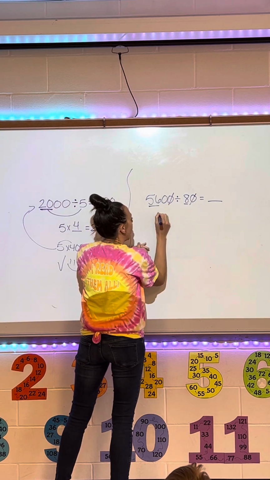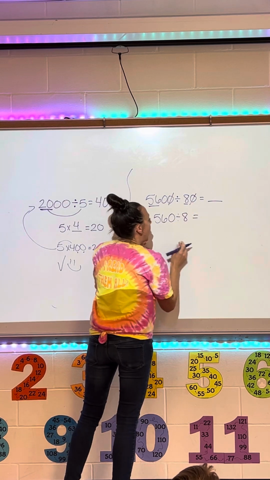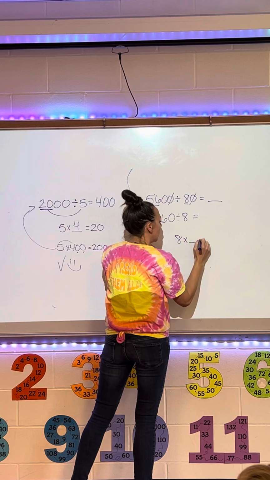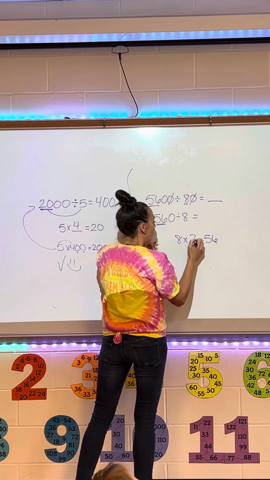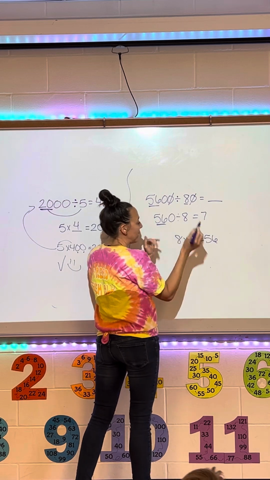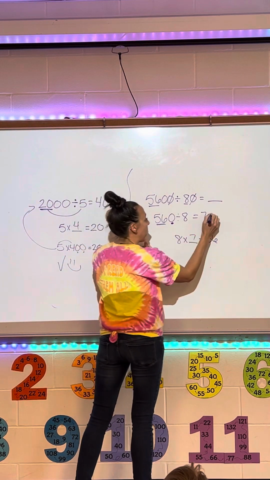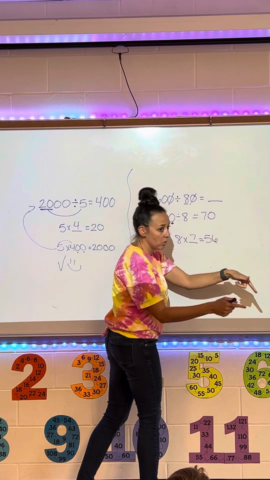Then you're going to rewrite your equation and bring it down. What times 8 gives me 56? 7, right? So I'm going to write my 7 up here. Now what am I going to do? Pop my 0, okay?